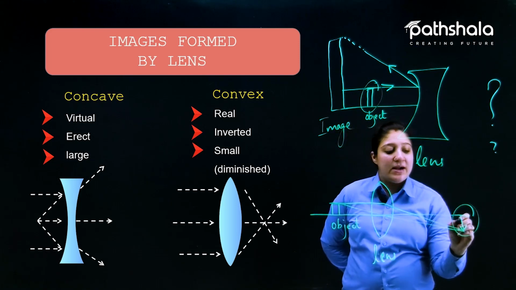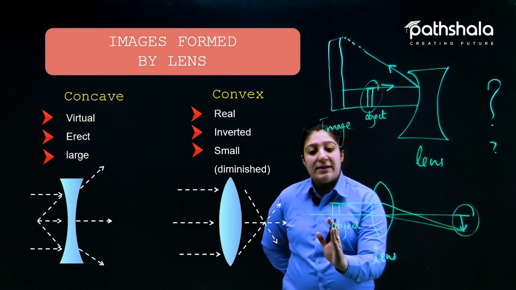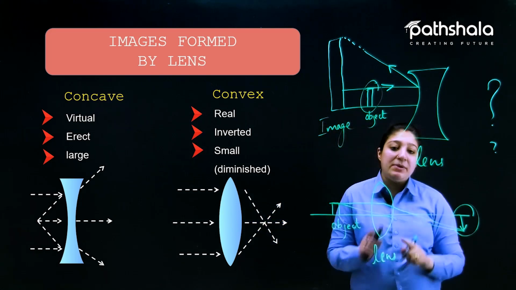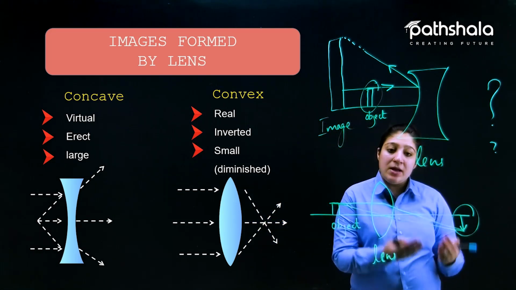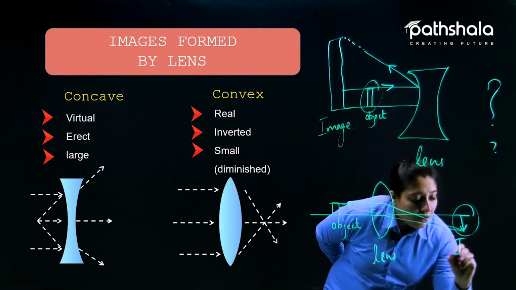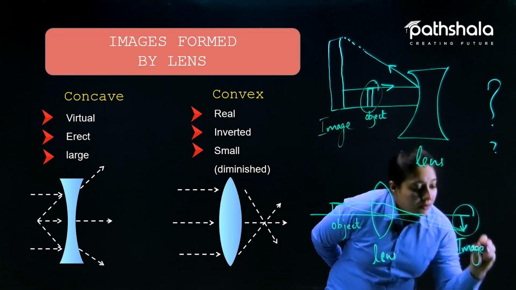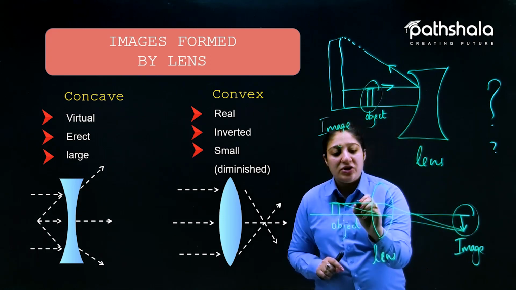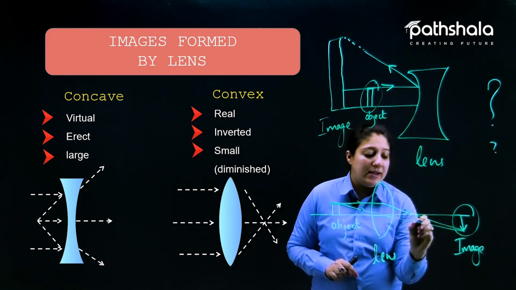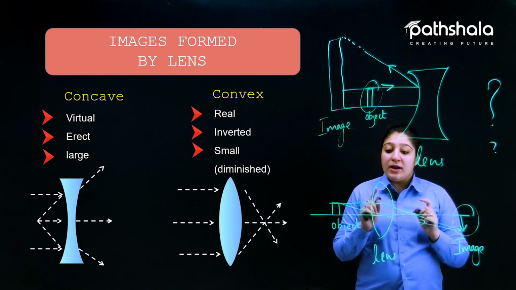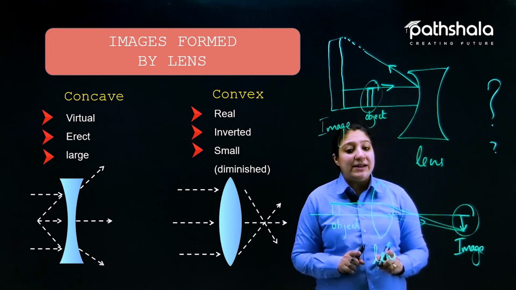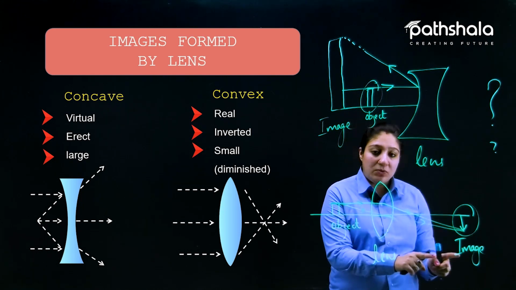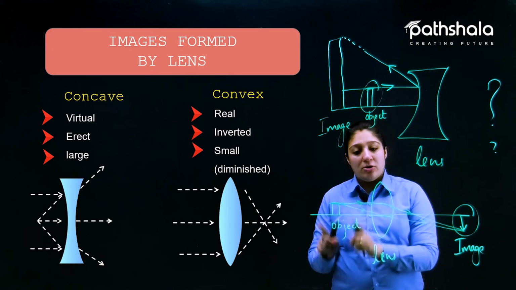Now you can see that the object is kept straight, but on the other side, because of the refraction, the image that formed here became real and inverted. So that is how image formation takes place in the case of a convex lens. In convex lenses, the image formed is always real and inverted. It is smaller than the object.